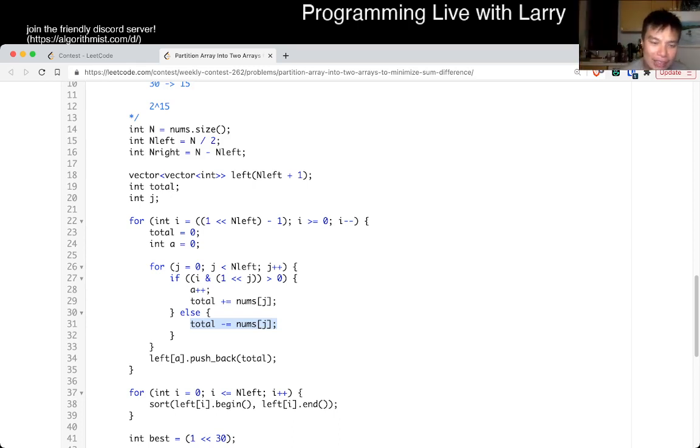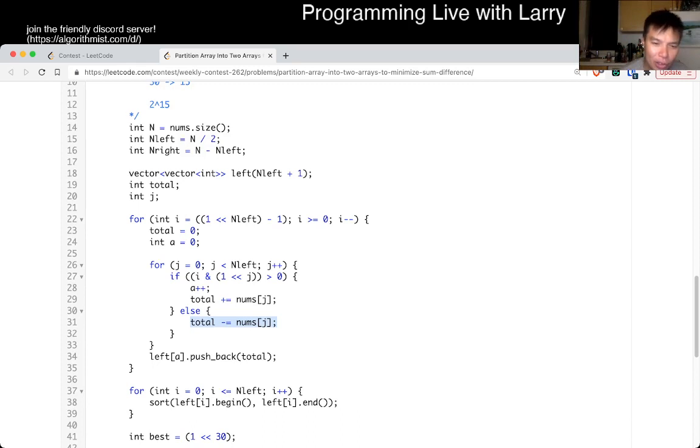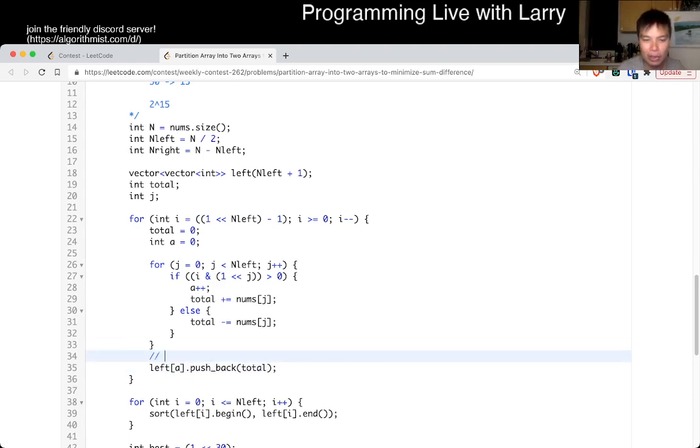After we sum up the total of one case, we keep track of the number of A's that we used, and by logic, n left minus A is on the other half, and then we push the total into that one. What this basically means is that total is a possible solution for delta with A elements in array A.